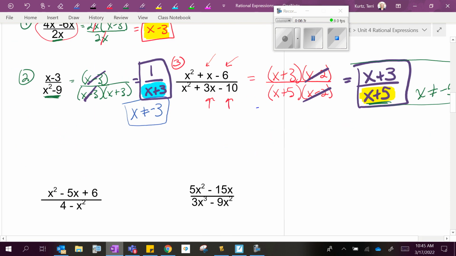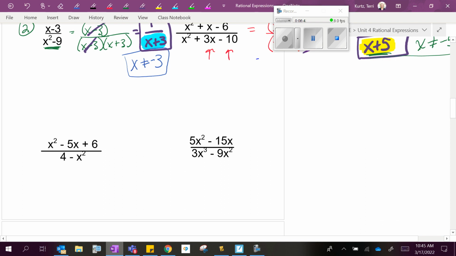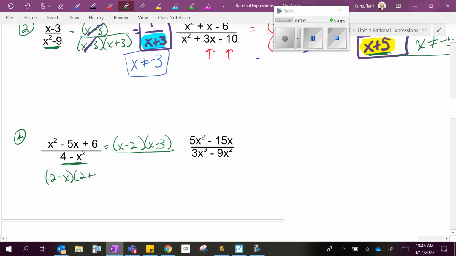Okay. Now let's try another one. So we come down here to number 4. We factor the denominator. So what multiplies to 6 and adds to -5? That would be x minus 2 and x minus 3. And now when I look at this, it's a difference of squares. It's written a little bit different than we're used to, but it's still a difference of squares, and I could factor it as 2 minus x, 2 plus x. Okay, hopefully you guys see that.